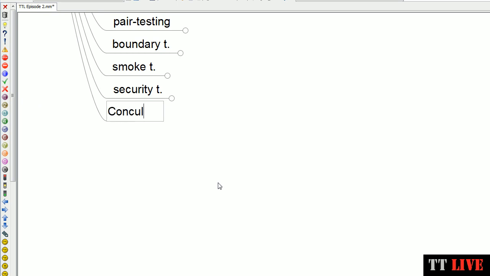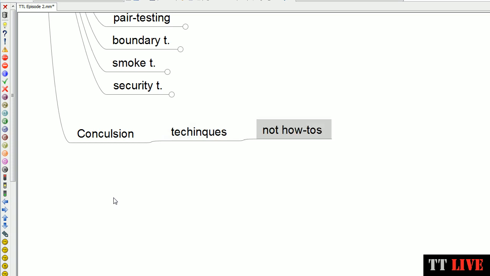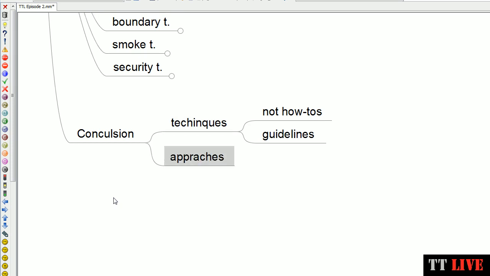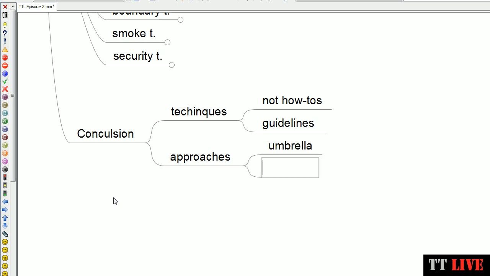Let's sum it up. Conclusion. Test design techniques aren't only how-to techniques, not how-tos, but guidelines on how to test certain things. Some of them are approaches, which are these umbrella terms. Umbrella is just a word that cannot be tested directly at any time at all, which drives the focus of your testing.